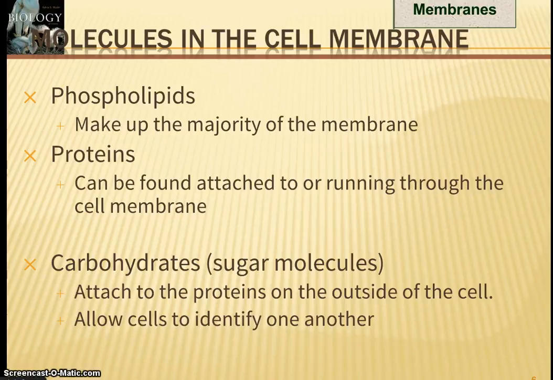And we also have some carbohydrates on our cell membranes. You all know carbs are just sugars. They end in the suffix -ose. Well, you got to write those two little plus signs underneath where it says carbohydrates. Carbohydrates attach to the proteins on the outside of the cell, and they allow cells to identify one another.